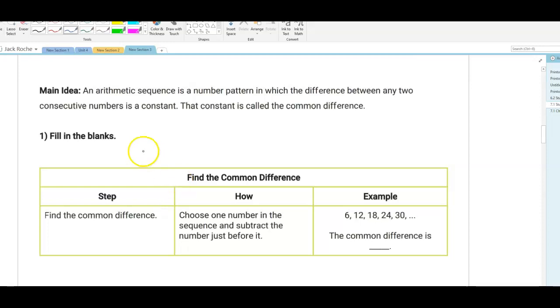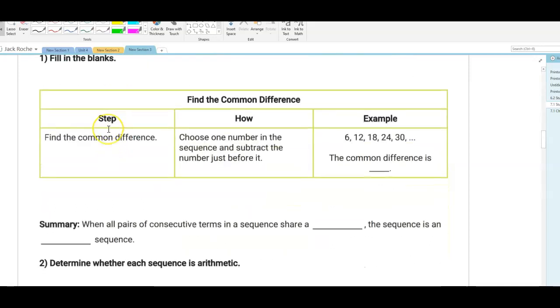So now when we talk about the main ideas of this, an arithmetic sequence is a number pattern in which the difference between any two consecutive numbers is constant. That constant is called the common difference. So how do we go about working with arithmetic sequences? First thing is we got to find the common difference. What are we adding each time? How do we do that? We choose one number in the sequence and subtract the number just before it.